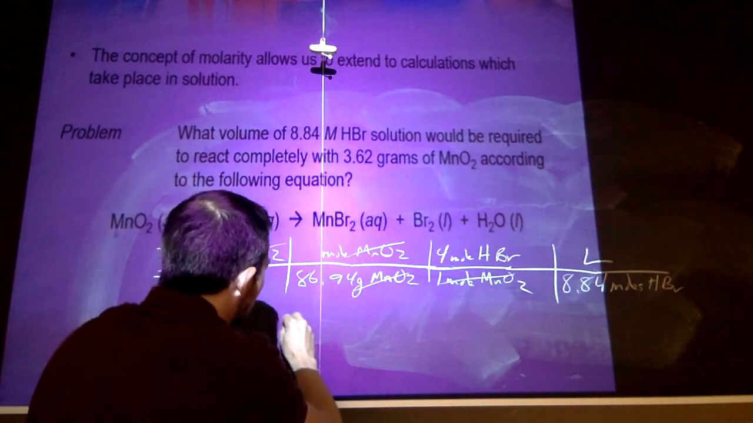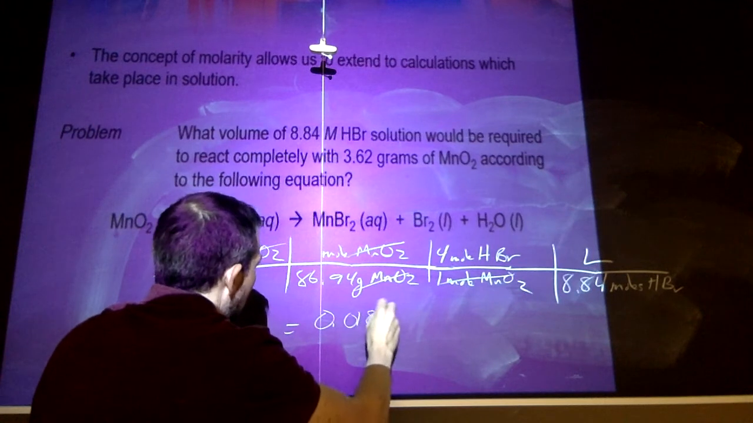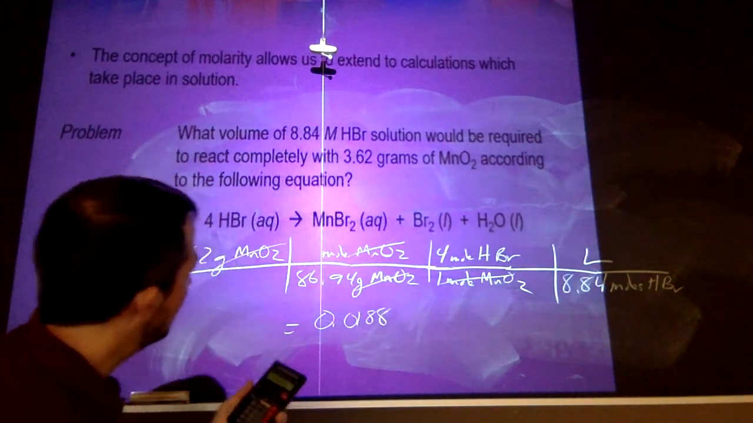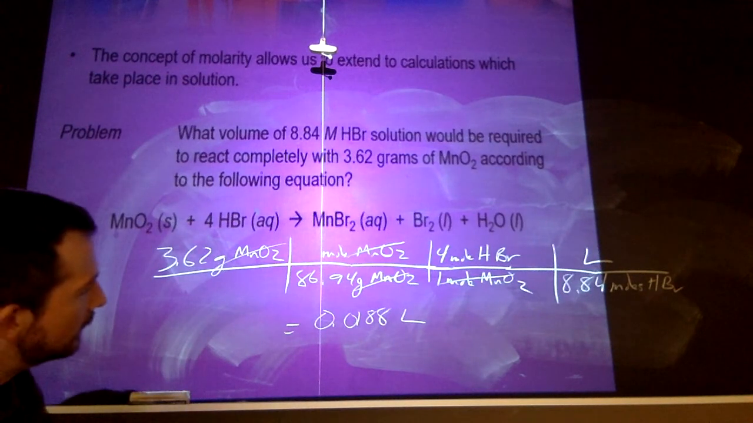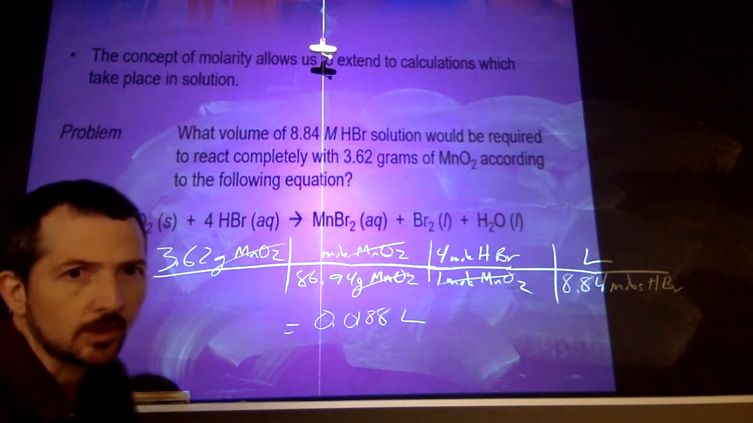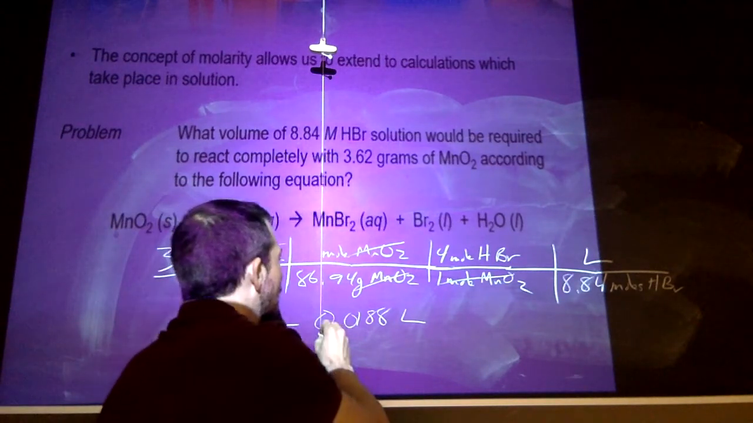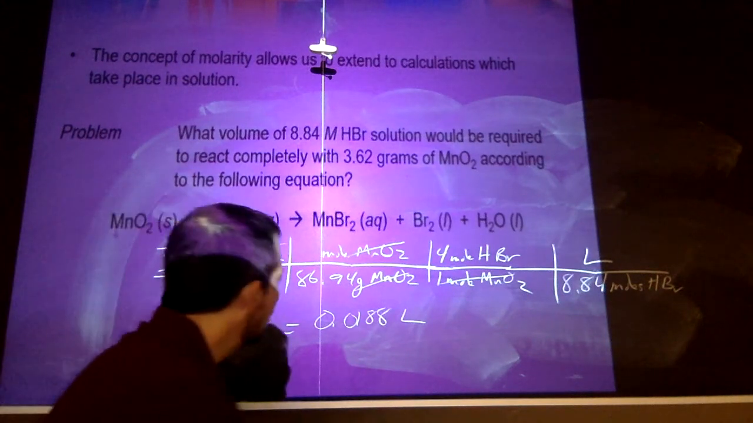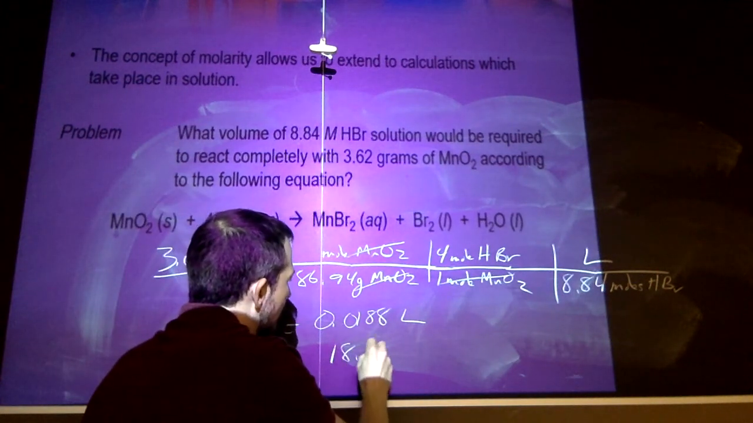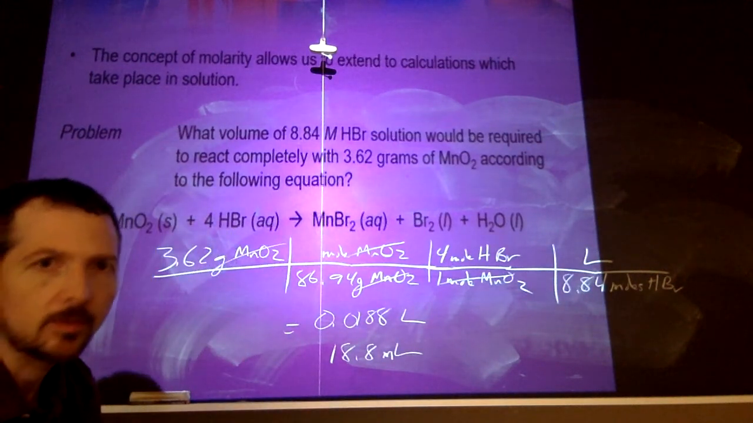So I get 0.188 liters. So it looks like I need 3 significant figures. So there's 3 significant figures there. Now that's in liters. If I want to put that in milliliters, I could. It doesn't say, it says what volume, so I could leave it in liters. But if you convert it to milliliters, it'd be 18.8 milliliters.